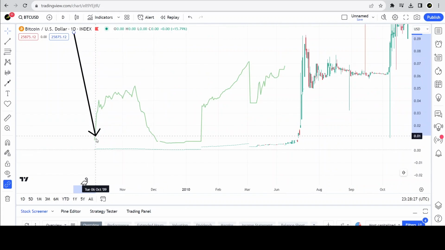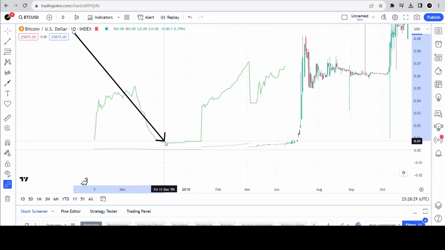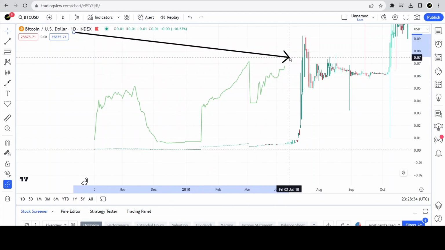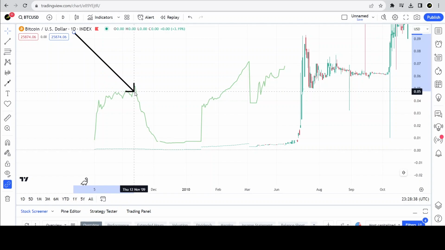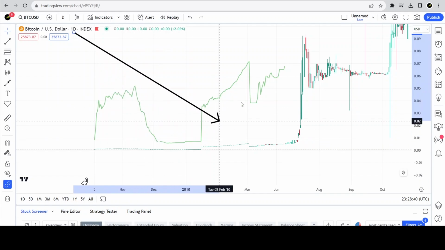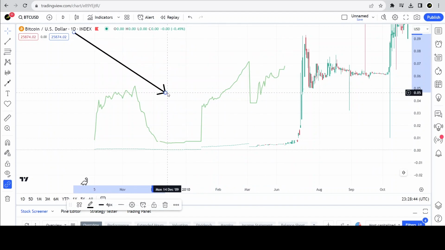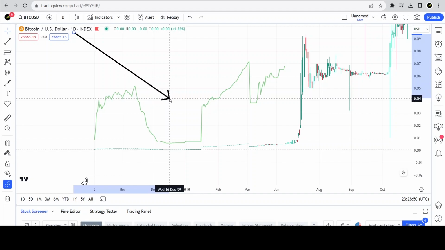Now, this is important because it is the very first structure. This structure right here is the original, the genesis of Bitcoin's bull run, bear market, and recovery. It is my belief that this structure is repeated many times throughout Bitcoin's history.